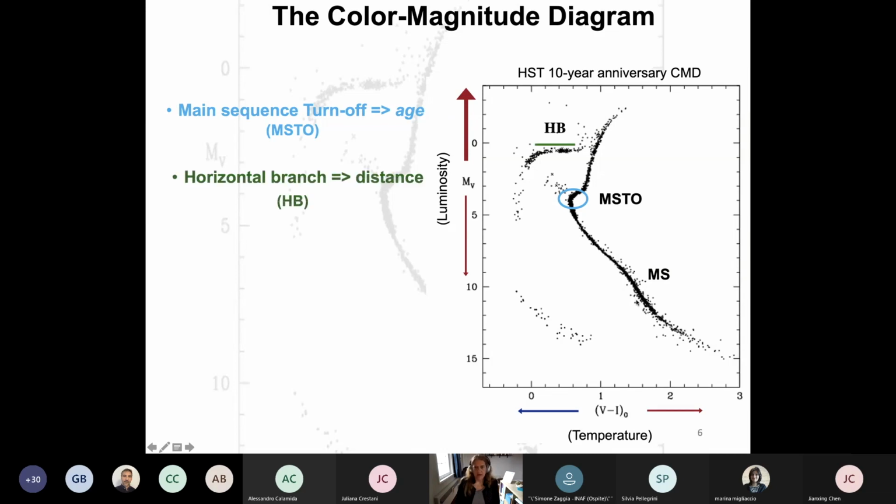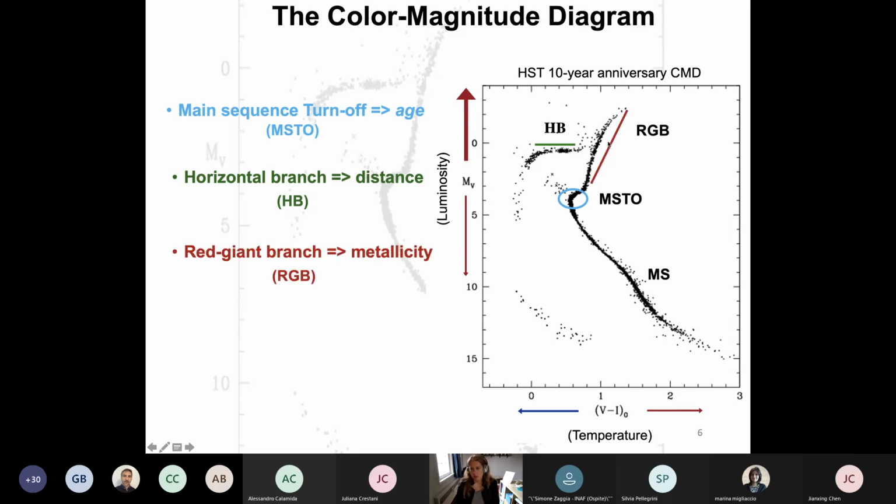And then we have another feature which, in some combinations of magnitude and temperature, is actually horizontal, and is called the horizontal branch, and is the phase where the stars are burning helium in the core. So they spend here a reasonable amount of time, much less than the time that they spent on the main sequence, especially for the low mass stellar populations. But it's a good indicator of the distance. So the fainter this branch, the more distant is the cluster.